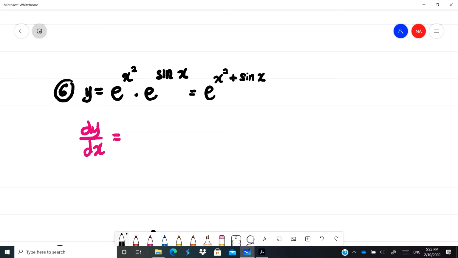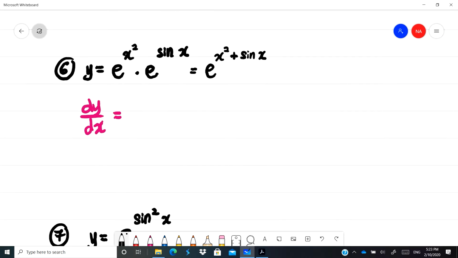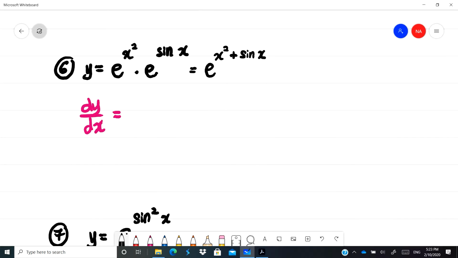So this is using the rule for index, where a to the power of m multiplied by a to the power of n will give you a to the power of m plus n. And then only you differentiate. So to differentiate, you refer to this one. Differentiating that gives you the same thing, e to the power of x squared plus sine x.